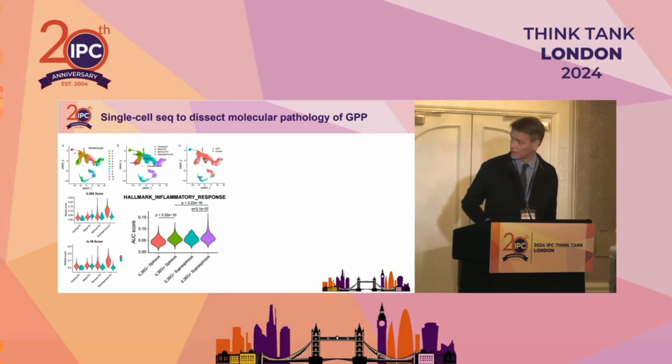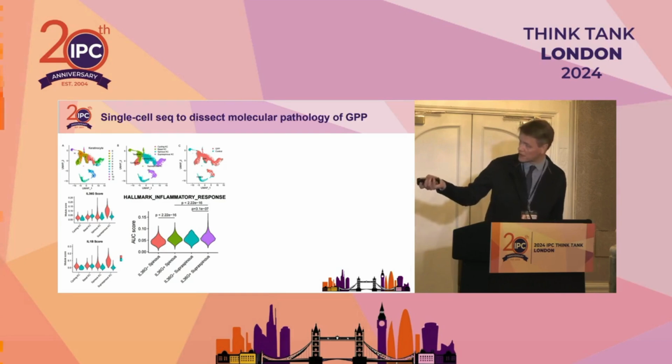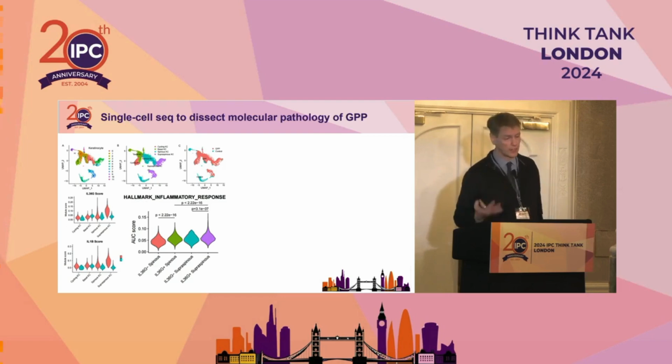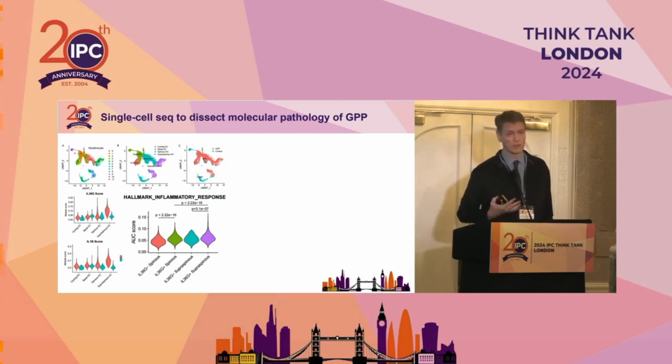And there on the left, you can see the IL-36 score is most pronounced in the spinous and the supraspinous keratinocytes in GPP. You can also see the same signal in IL-1 beta. And if you compare the IL-36 positive keratinocytes in either the spinous or the supraspinous layer, you can see they have a much higher inflammatory load than the ones that are IL-36 negative.